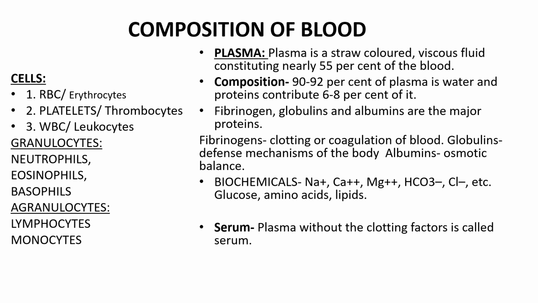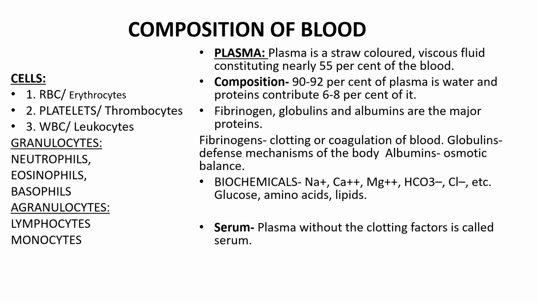So composition of blood: it is mainly of two things. The liquid portion is called plasma and the solid portion is called cells. So cells are of three types: RBC, platelets and WBC. So red blood corpuscles, also called RBC, also called erythrocytes; platelets are also called thrombocytes; and white blood cells also called leukocytes.